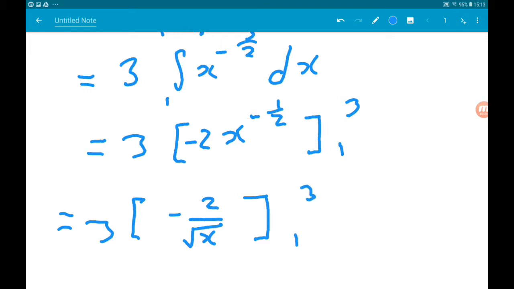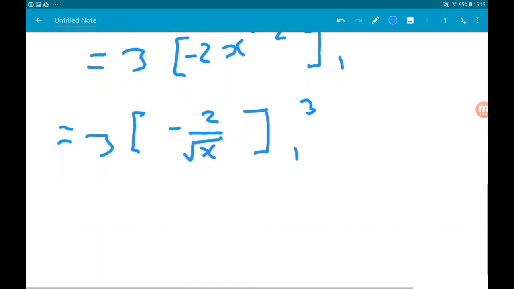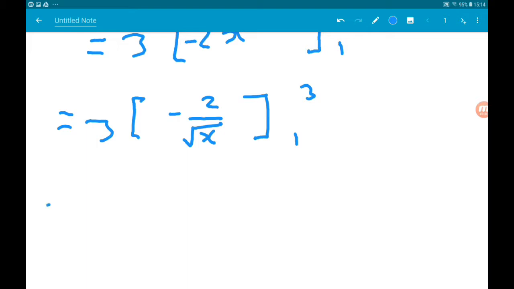So, now I'm going to plonk the limits in. So we are going to get 3 lots of... Now, when we put 3 in, we're going to get minus 2 over root 3. And then we subtract what we get when we put the bottom in. So we're going to get minus 2 over root 1, so that's just minus 2.